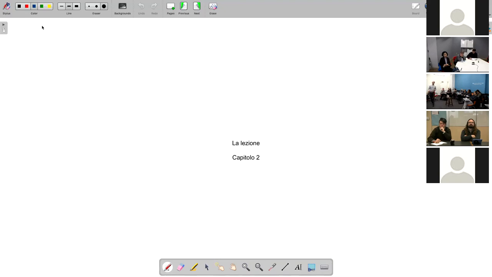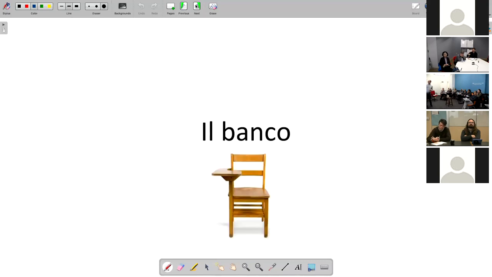So this is lezione, una lezione del capitolo due. Okay, so it's a vocab lesson. And it's a really simple clip art lesson. I could add some more stuff, but I wanted to get it together quickly so you can see it. So I'm going to go through and we're just going to learn a couple of these words. So these are classroom objects.